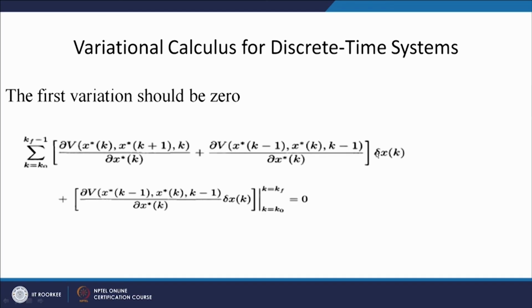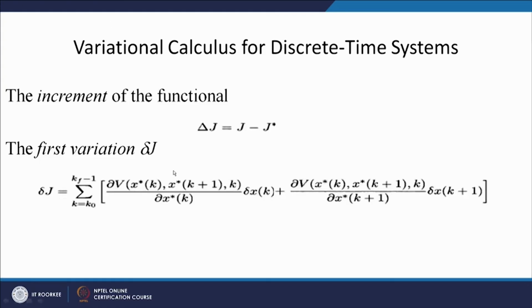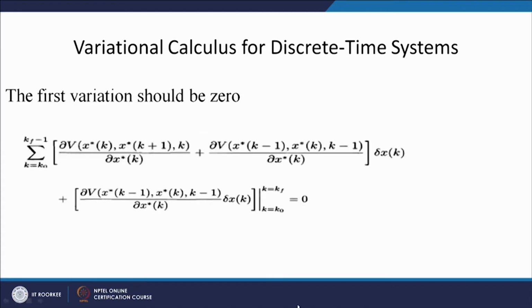These two terms now can be clubbed with delta x k. These last two terms we have clubbed together to evaluate from k equal to 0 to k equal to k f minus 1. These two points I have to evaluate. This gives me nothing but my boundary condition, and the rest is the summation. So, this is my first variation, delta j, and by clubbing these terms, this first variation must be equal to 0. This is my fundamental theorem.